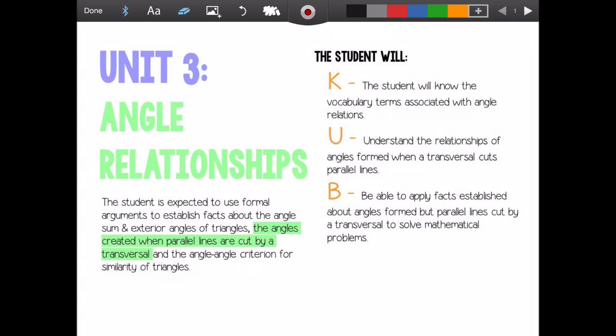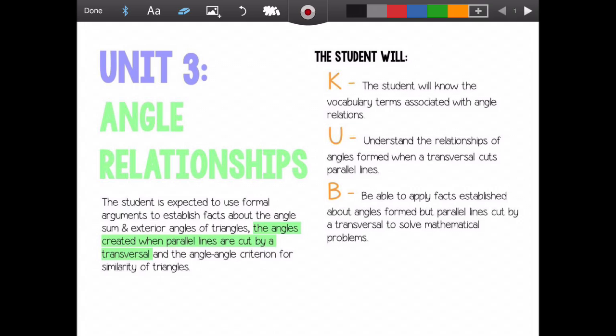We're going to start Unit 3, which deals with angle relationships. By the end of this unit, you are expected to be able to form arguments to establish facts about the angle sum and exterior angles of a triangle, the angles created when parallel lines are cut by a transversal, and the angle criterion for similarity of triangles.